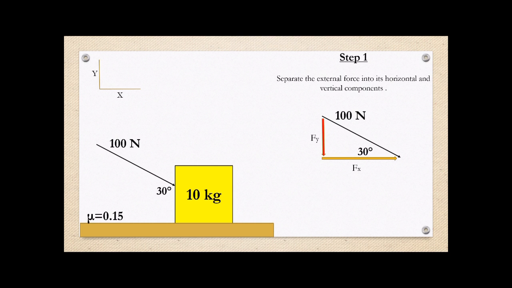Okay, to solve that we just need some basic trigonometry. For this one, it's 100, obviously the hypotenuse, times the cosine of theta, which is 30. That gives us an x component of 86.6 newtons. Here we have Fy, which is equal to 100 times sine theta, which is 30 again. It gives us a y component of 50 newtons.